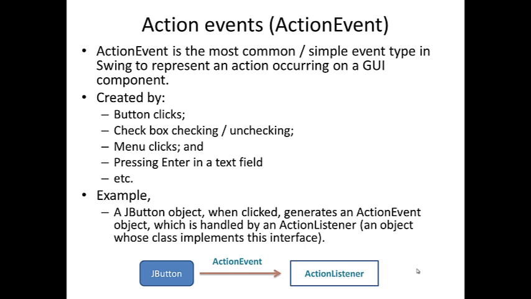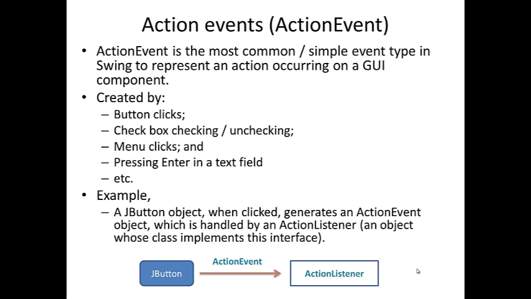In this particular video, we're going to focus on action events. An action event is the most common or simple event type in Swing to represent an action occurring on a GUI component. It's typically created by button clicks, checking or unchecking a checkbox, clicking a menu, or pressing enter in a text field, for example.